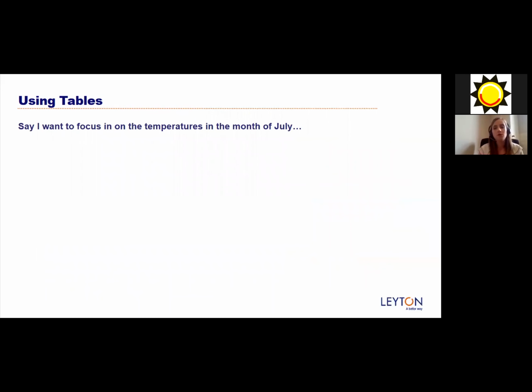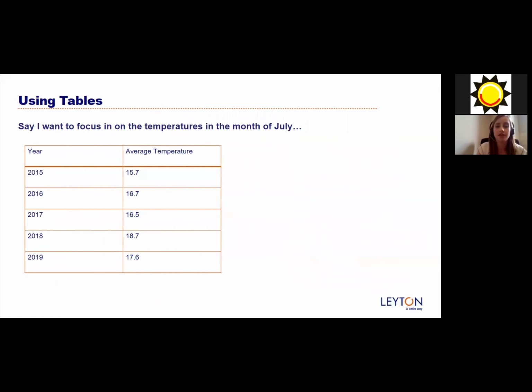So what if I now just want to focus in on the temperatures for the month of July? So I could use a table for this example. Now, tables are better when you've got a much smaller data set. Obviously, if you have a massive table, so you've got a massive number of data points, it's going to take the audience ages to read through it.